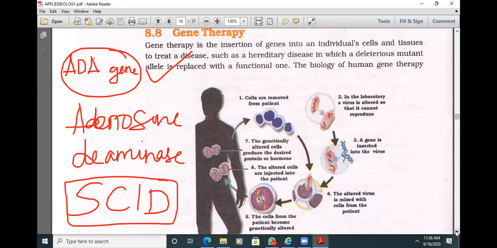So what is the problem? This is the cell of the patient. In the patient, what is the problem? In his total genome, he has a problem: the ADA gene is absent. So in the huge genome, recognizing the defective ADA gene is very difficult. So that's why we are not going to replace that particular gene. We are not going to replace it.